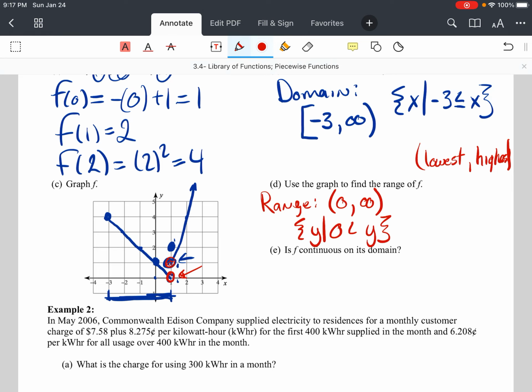Okay, and then is the domain continuous? To be continuous, it just means that there's no skips. So in other words, if it were continuous, it would have no spaces in between these. So our answer would be no. Actually, sorry, this is COVID brain. The answer is yes. It is continuous on the domain because there are no gaps in our graph. So the answer is yes.